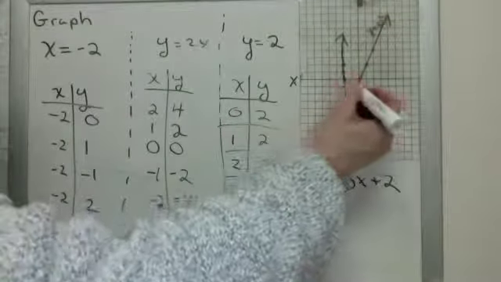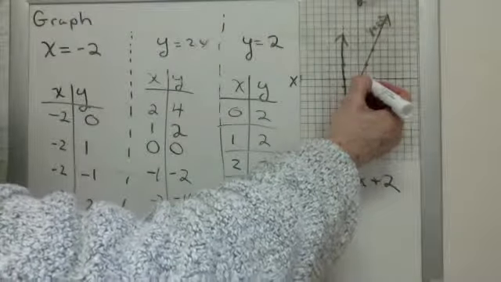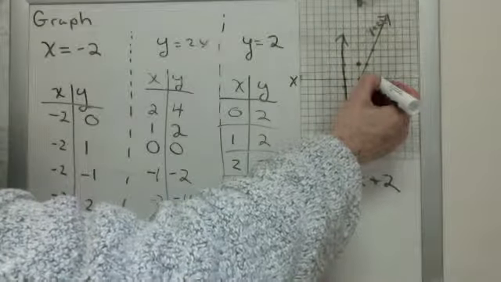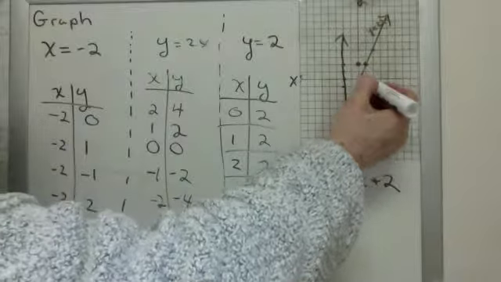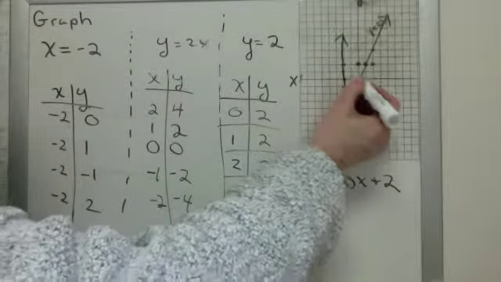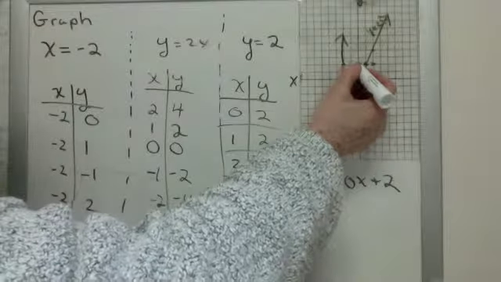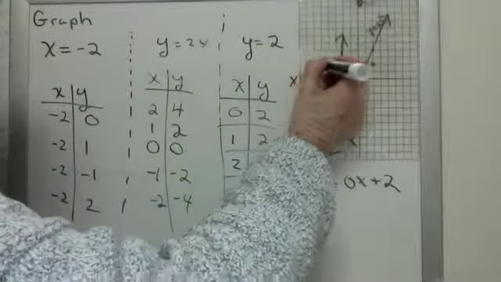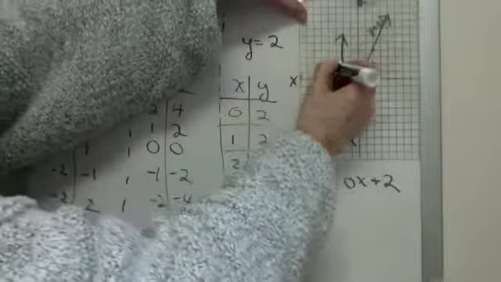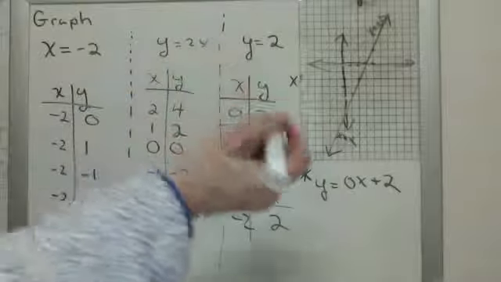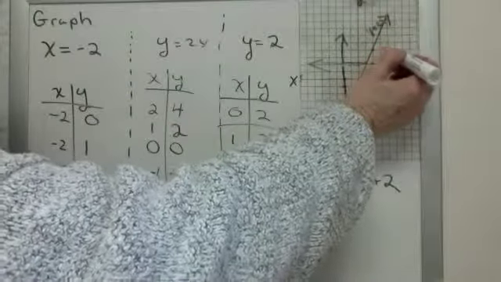But now let's plot the points and see what it looks like. So on the x-axis, go over 0, up 2. Okay, go over 1, up 2. Over 2, up 2. Over -1, up 2. -2, up 2. What have we got there? A horizontal line this time. And that is the line y equals 2.